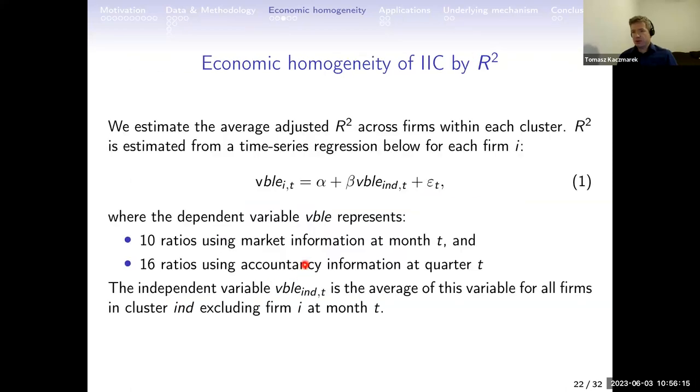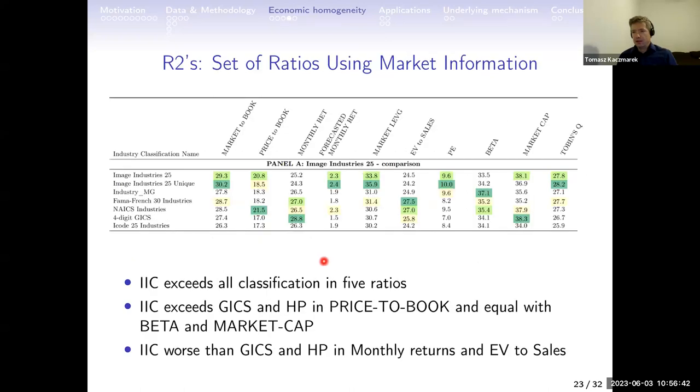So with the first verification of results, we concentrate on R-squares. We verify the economic homogeneity by regressing firms' financial ratios on the same ratio averaged over the firm's corresponding industry. And we use for that 10 ratios using market information at month T, and 16 ratios using accounting information at quarter T. Then the results. Starting with the market information, every time I have this dark green, it is the first place, the highest R-squared. The light green is the second place and the beige is the third.